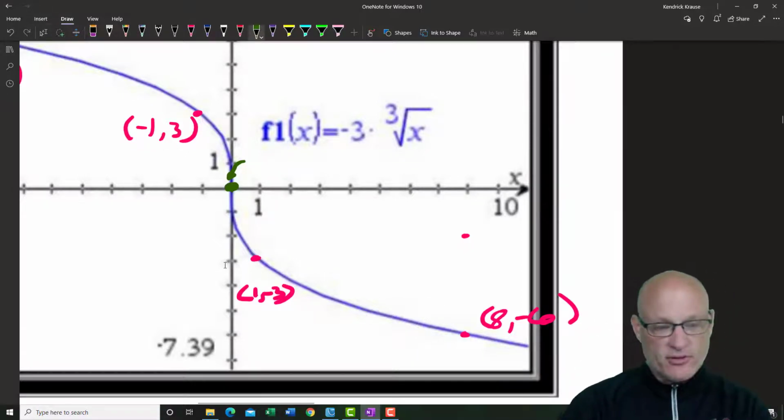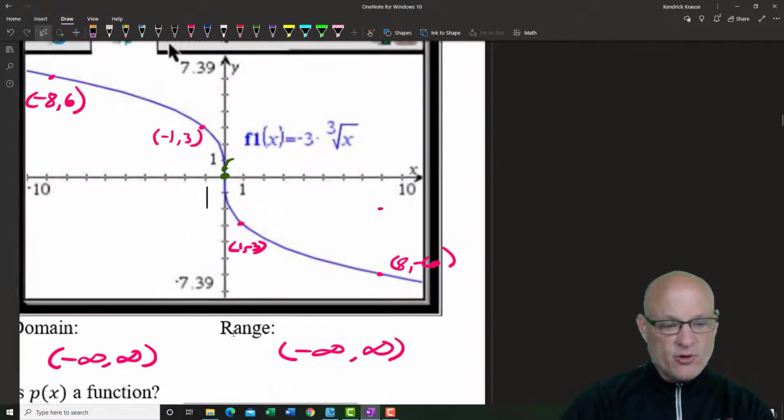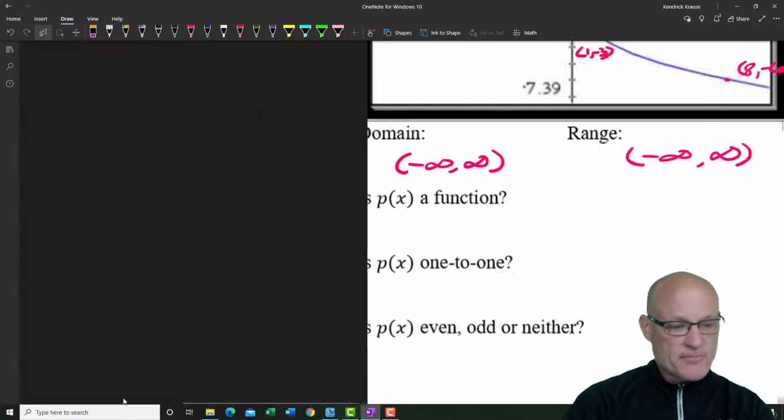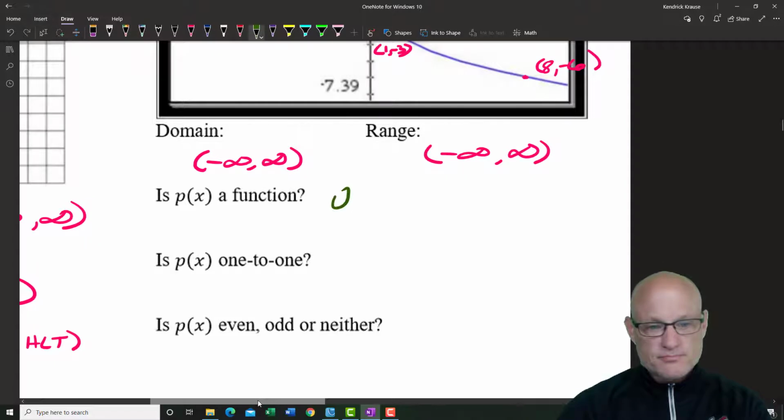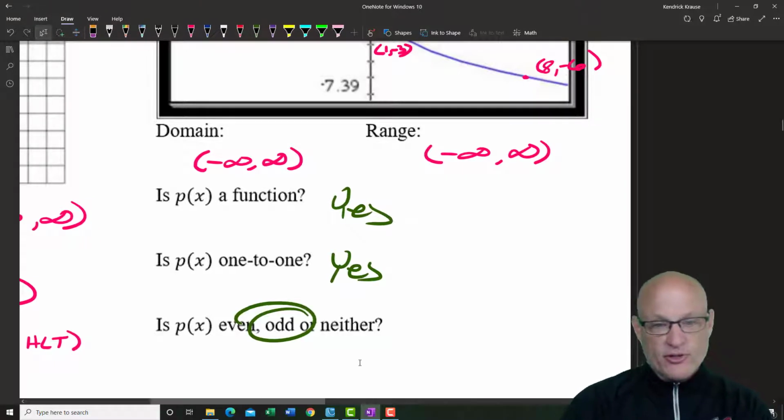So it does pass the vertical line test. And of course it passes the horizontal line test. So yes, it's a function. Yes, it's a one-to-one function. And it's odd. Obviously, if you turn your paper upside down.